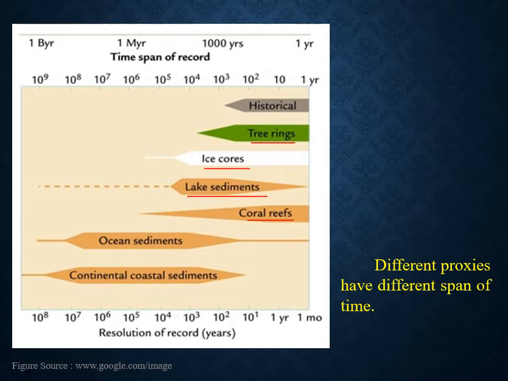In contrast, others like ocean sediments, continental coastal sediments, they give us the much needed climatic record of ancient time. So you can see that different proxies have different spans of geological time. Now, depending on our necessity, depending on the availability of these proxies, we can study the past climates.